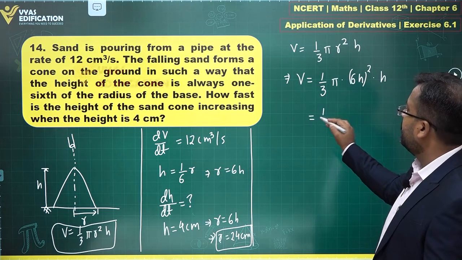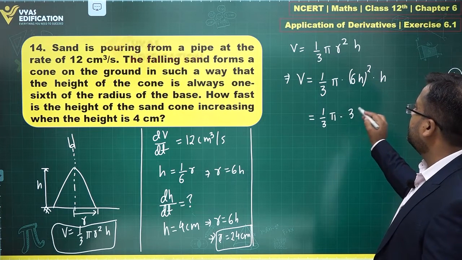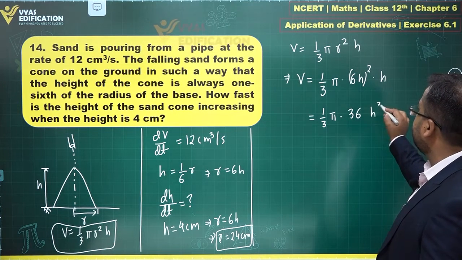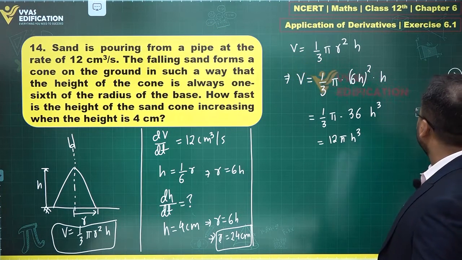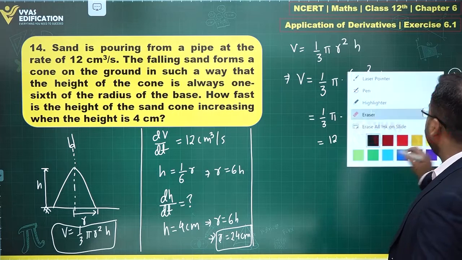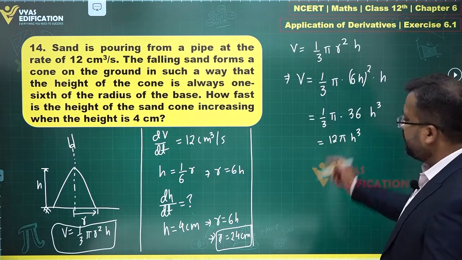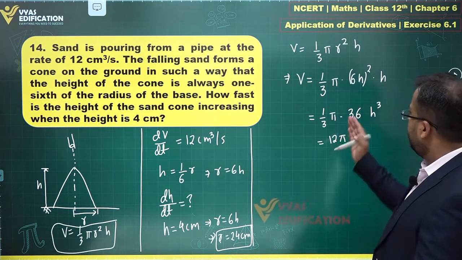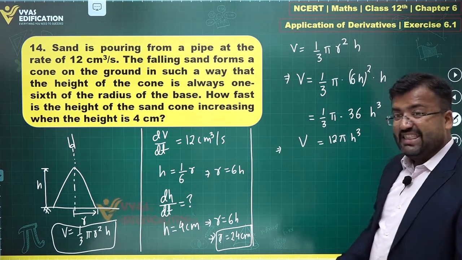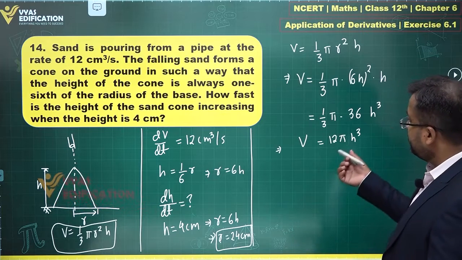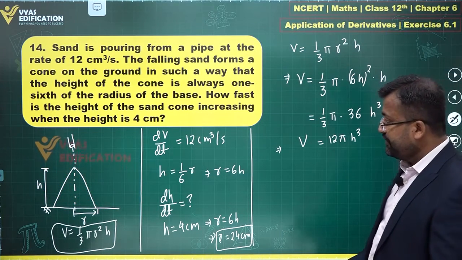h. And what is this? 1 by 3 pi is okay. This is 36. H square times h is h power 3. This becomes 12 pi h power 3. 36 upon 3 is 12. There is a pi and there is h power 3. This is V. Okay. Next, let us differentiate this volume with respect to T.